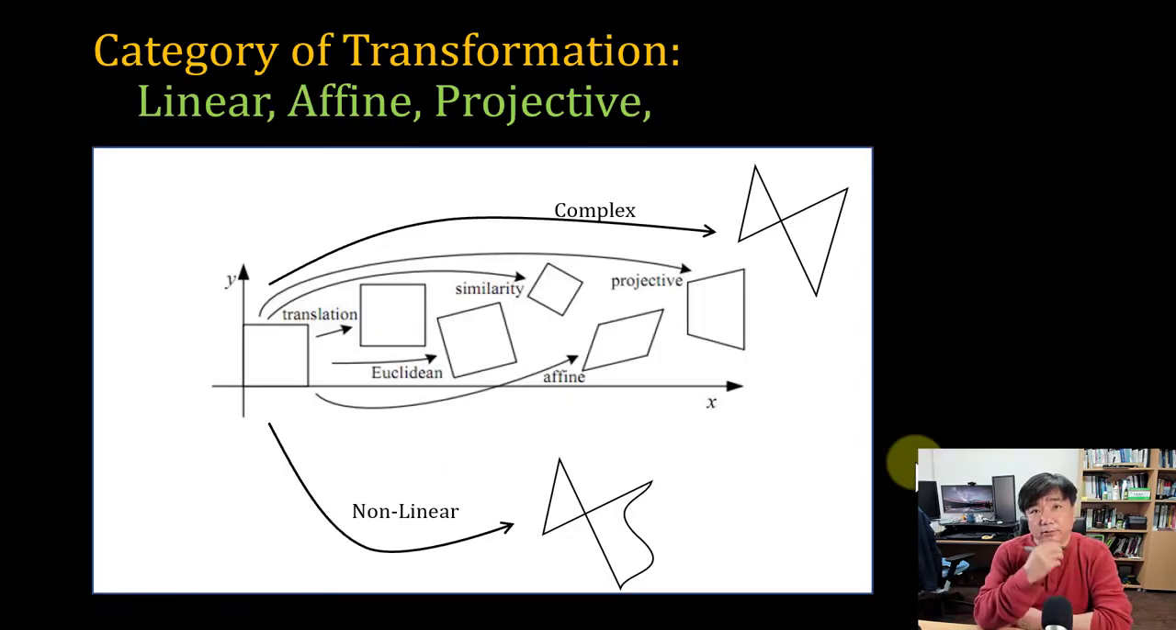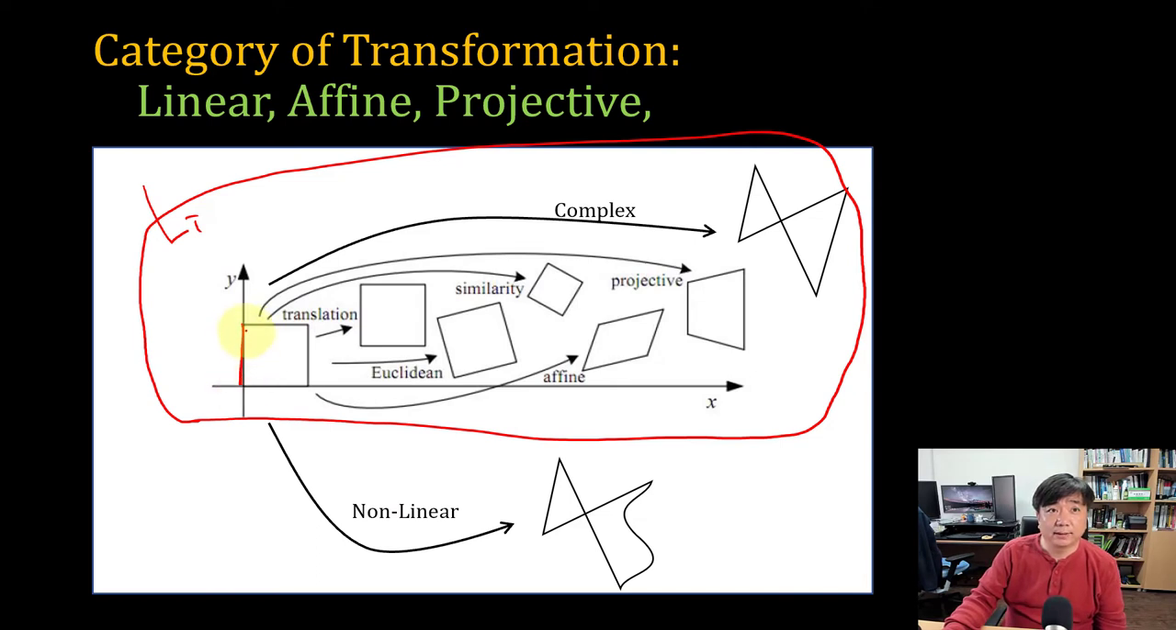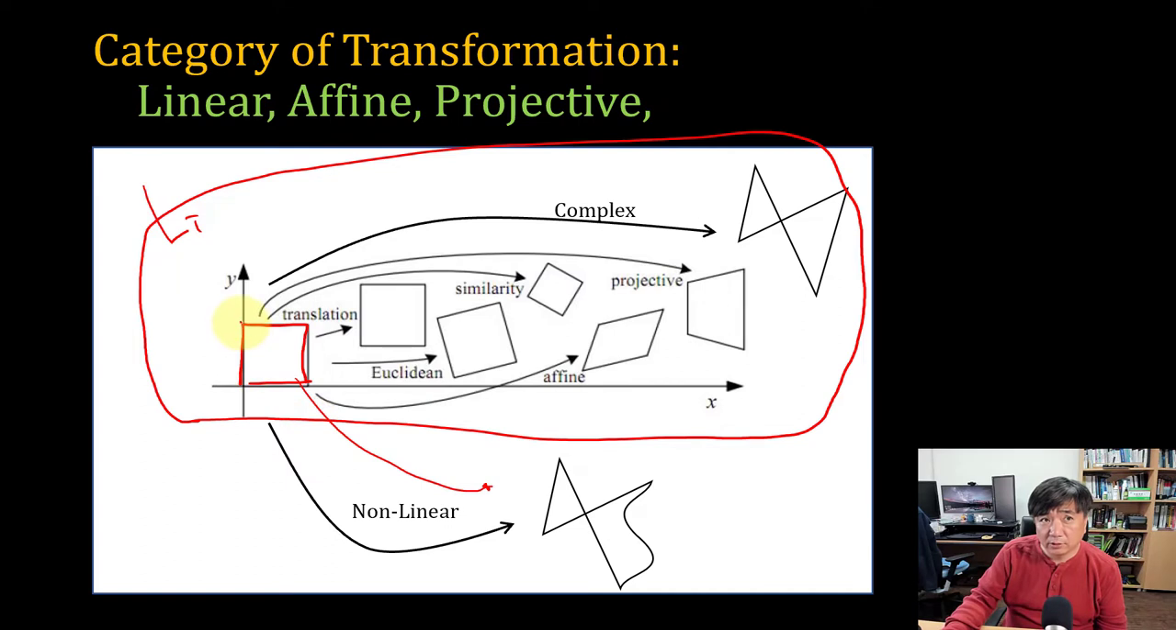Okay. There are various kinds of transformation. Let's see the difference. Okay. First, we can categorize into linear transformation and nonlinear transformation. Okay, this part is linear. Okay, this part is nonlinear. The original shape was a rectangle, and then it changed into this shape. For example, you can see that the straight lines changed into curves.